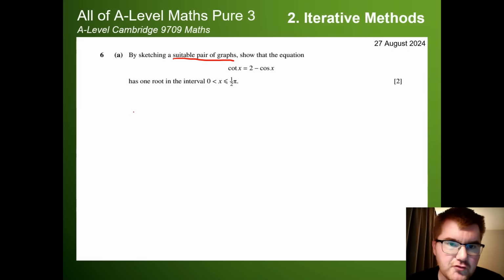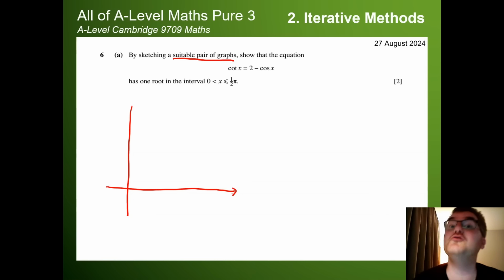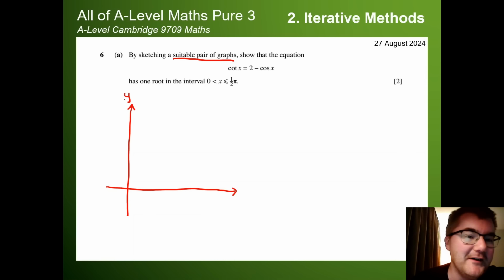So let's start drawing our graph here. So again, nice set of axes. Obviously you're using a ruler at home, of course. So we've got x and y. And again, we're doing this between 0 and pi over 2. So let's put that there.